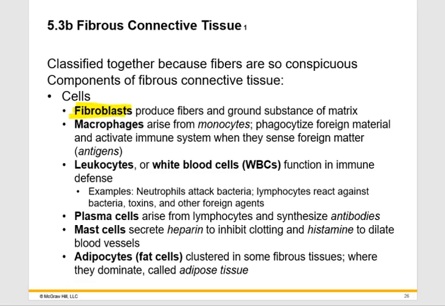In some tissues, we will see macrophages and leukocytes. These are part of our immune system. We may see plasma cells, mast cells. In fat, we will see adipocytes. So you'll learn as we go through these different tissue types that we can call the generic connective tissue cell something a little bit different based upon the tissue type.